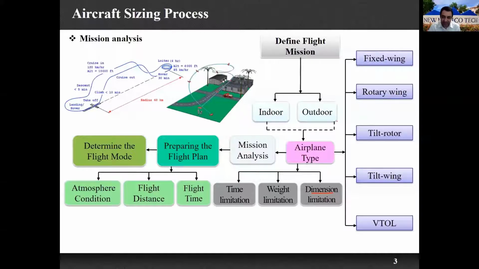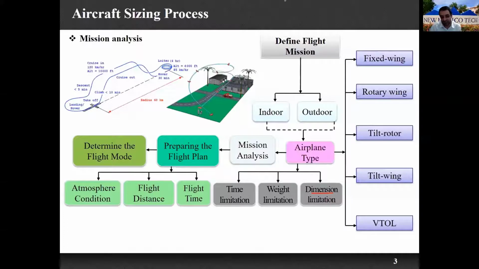So after selecting the environment and the type of airplane, and having these constraints, we need to do the mission analysis. Mission analysis is composed of 2 parts. The first part is preparing the flight plan. So what is a flight plan? And the second one is determining the flight modes. The flight plan means how long a flight time we need, what the endurance should be, what the flight range is. Is it going to fly for 100 feet, 100 miles? I mean, what is the distance that our drone or airplane is supposed to fly?